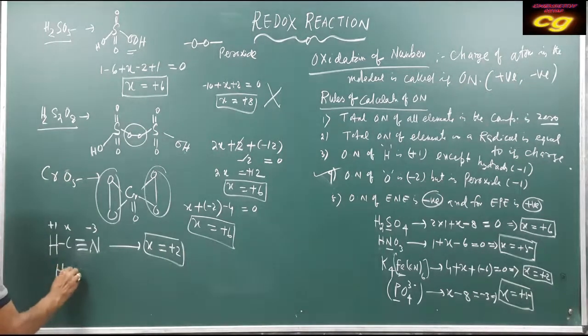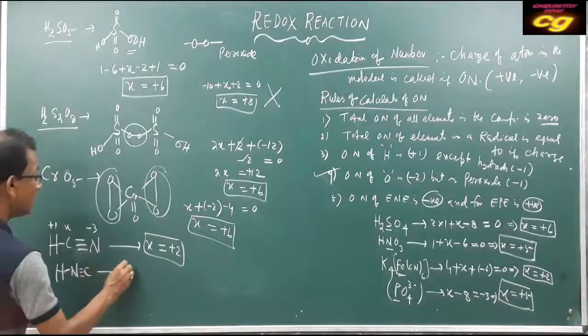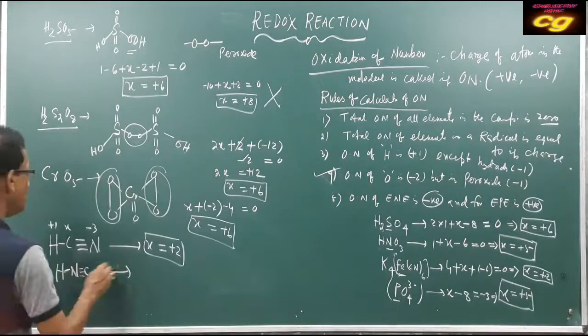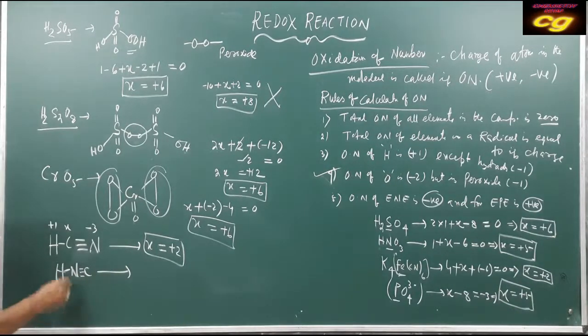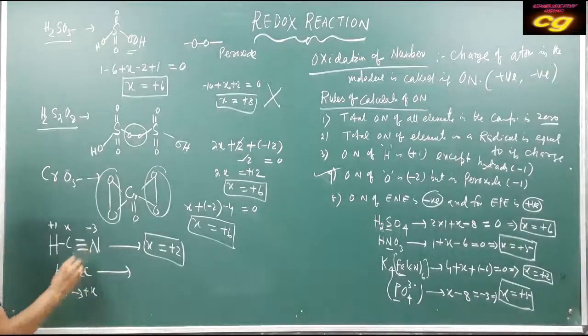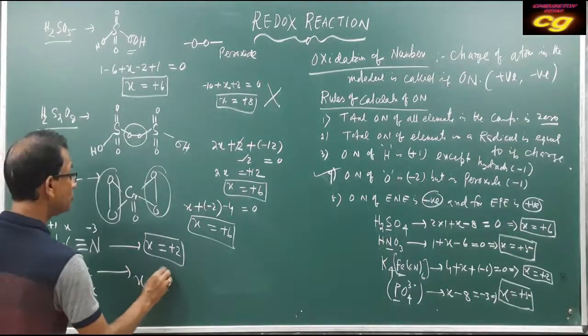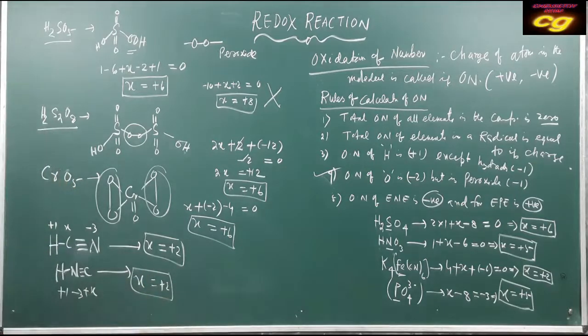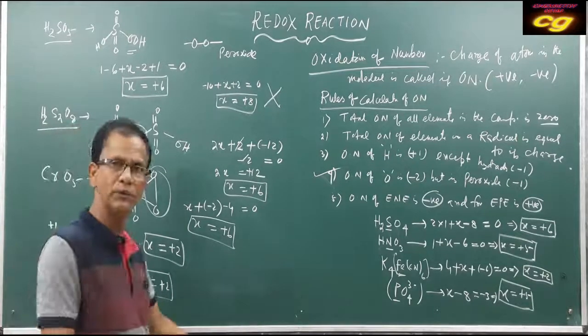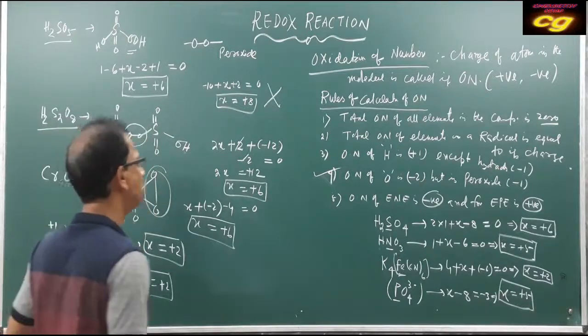Similarly, for hydrogen isocyanide, if you draw it without the structure you cannot calculate. Structure is very important. In its structure, hydrogen will be +1 and N will be here, and as it is more electronegative than carbon, it is -3 and carbon is x, which implies x is also +2. So in this way you can calculate the oxidation number of different elements, and if multiple carbons are there, you can do it like this.